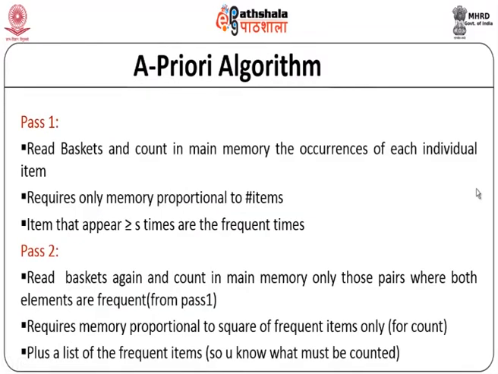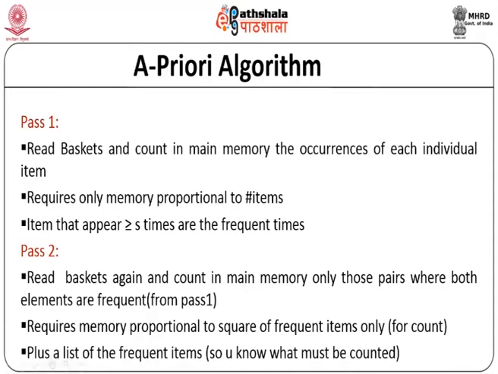Now, let us take the a priori algorithm and understand how the issues or challenges may be overcome. A priori algorithm, as already discussed, will happen in 2 phases or 2 passes. Pass 1, you are going to read the baskets and count in the main memory the occurrence of each of the respective items. It actually requires a memory that is directly proportional to the number of items available in the given transactional data. In pass 2, you are going to read the baskets again and once again count in the main memory only those pairs where both elements are frequent, that is the elements which you have identified as part of pass 1.